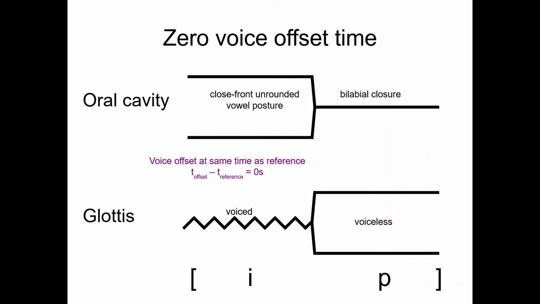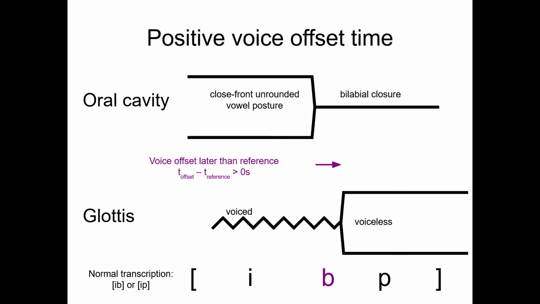Okay, and zero voice offset time is what we see here. We have E, so the voicing stops at the same time as the bilabial closure is formed, and we have a straightforward way to transcribe that. We can have positive voice offset time, and that gives us a period of voiced consonant before we go into the voiceless consonant. So this will normally be transcribed as eb. Depending on how the language's phonology works, it might be that the voiceless consonants have a bit of positive voice offset time, so it might be transcribed as eb.